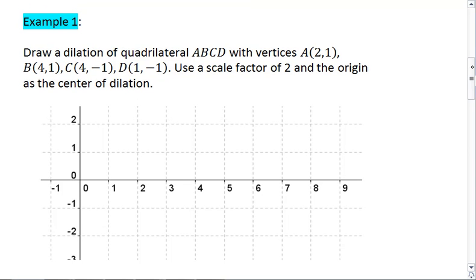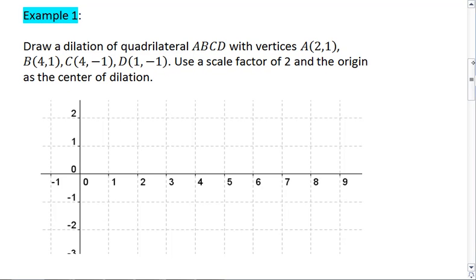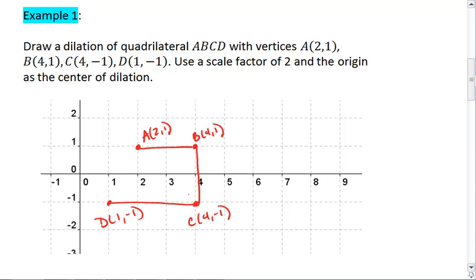We want to draw a dilation of quadrilateral ABCD that has vertices A at 2, 1, B at 4, 1, C at 4, -1, and D at 1, -1. There's our 4 coordinates, and that creates quadrilateral ABCD. We want to use a scale factor of 2, k equals 2, and the origin as the center of dilation.